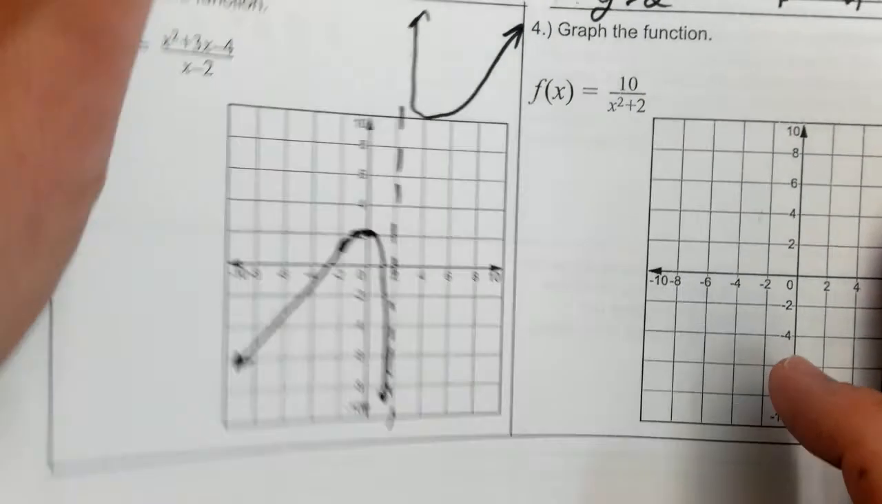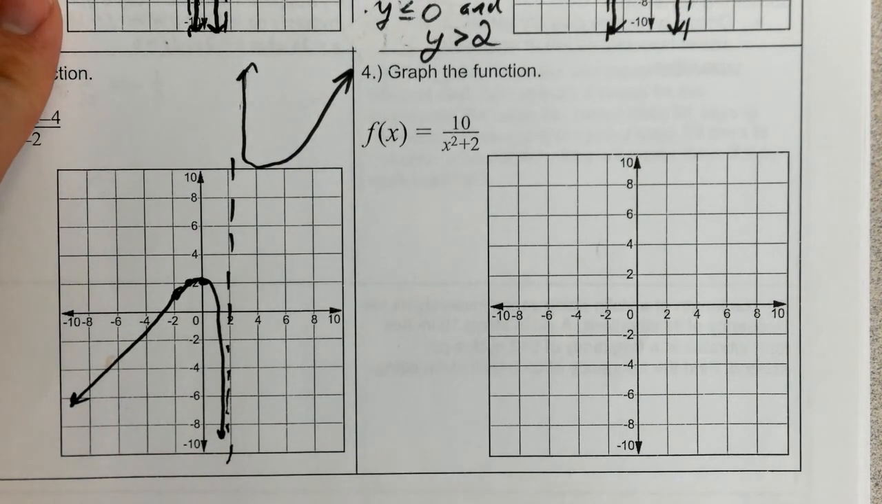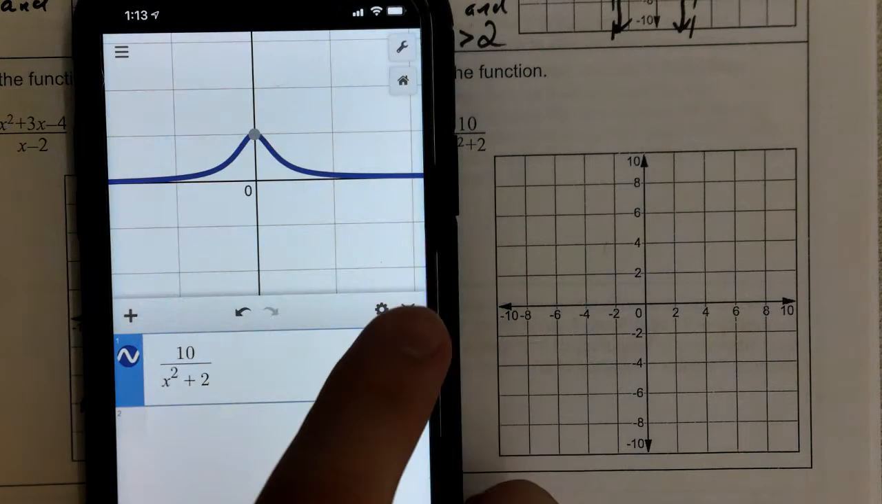All right, last one. Try this on your own. Pause the video, try it on your own, and then see if you get it right. So I'll put this in while you're doing that. So we have 10 divided by x squared plus 2. Okay, so this one is weird. This is what you get for the graph.